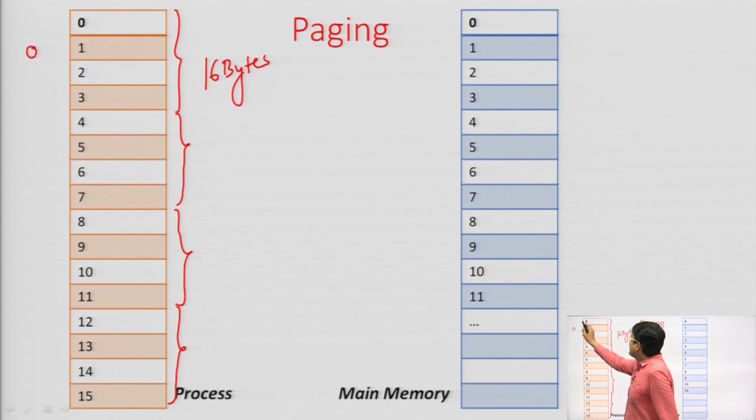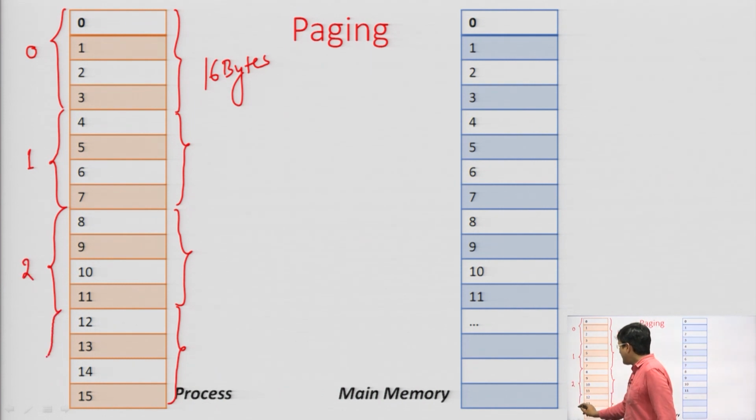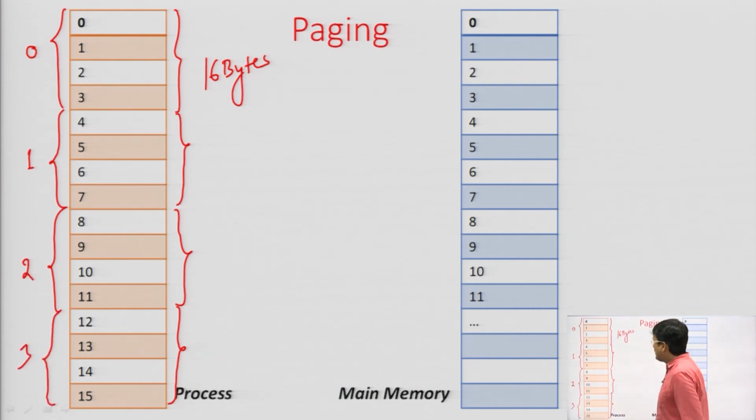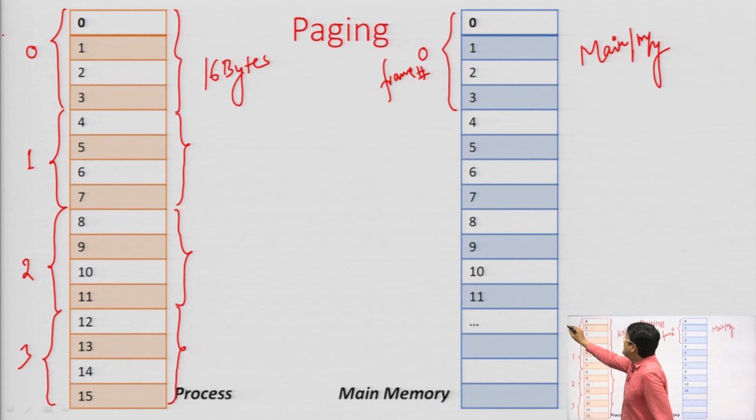Okay. And then the next 4 bytes will be page number 1, the next 4 bytes will be page number 2, and the last 4 bytes will be referred to as page number 3. So, we should always start the address with 0. Here is the main memory. In the main memory we are going to create equal size chunks again. So, a slot of 4 bytes is accumulated together and we are calling this frame number 0.